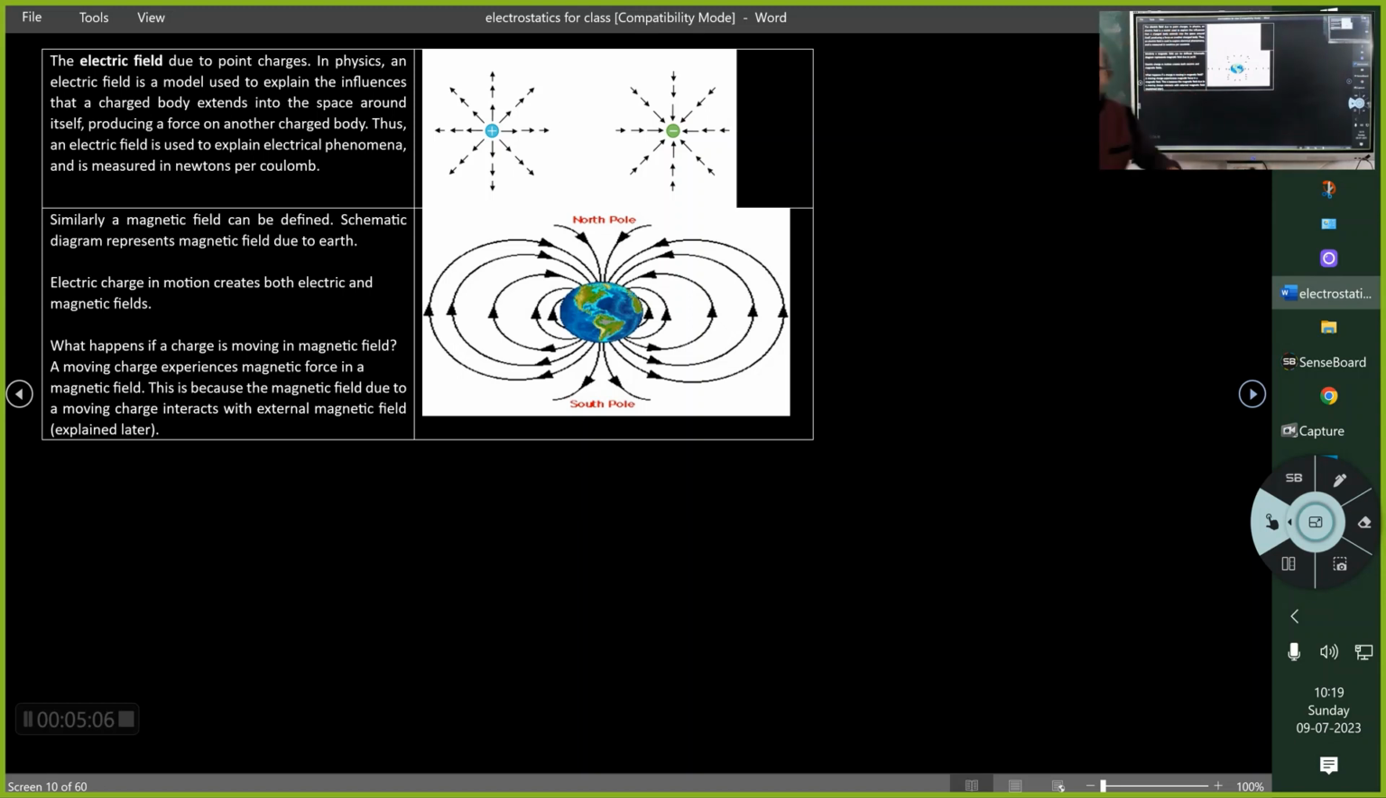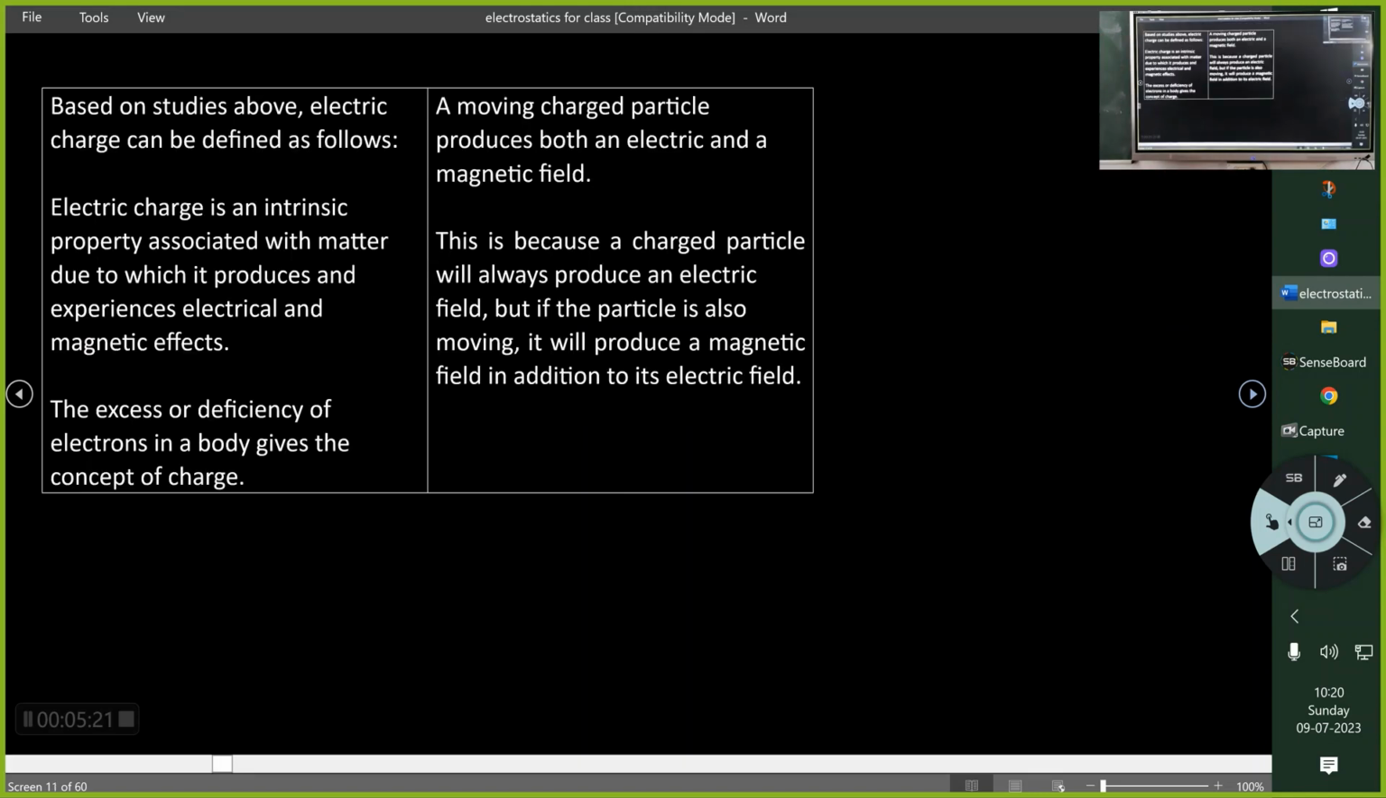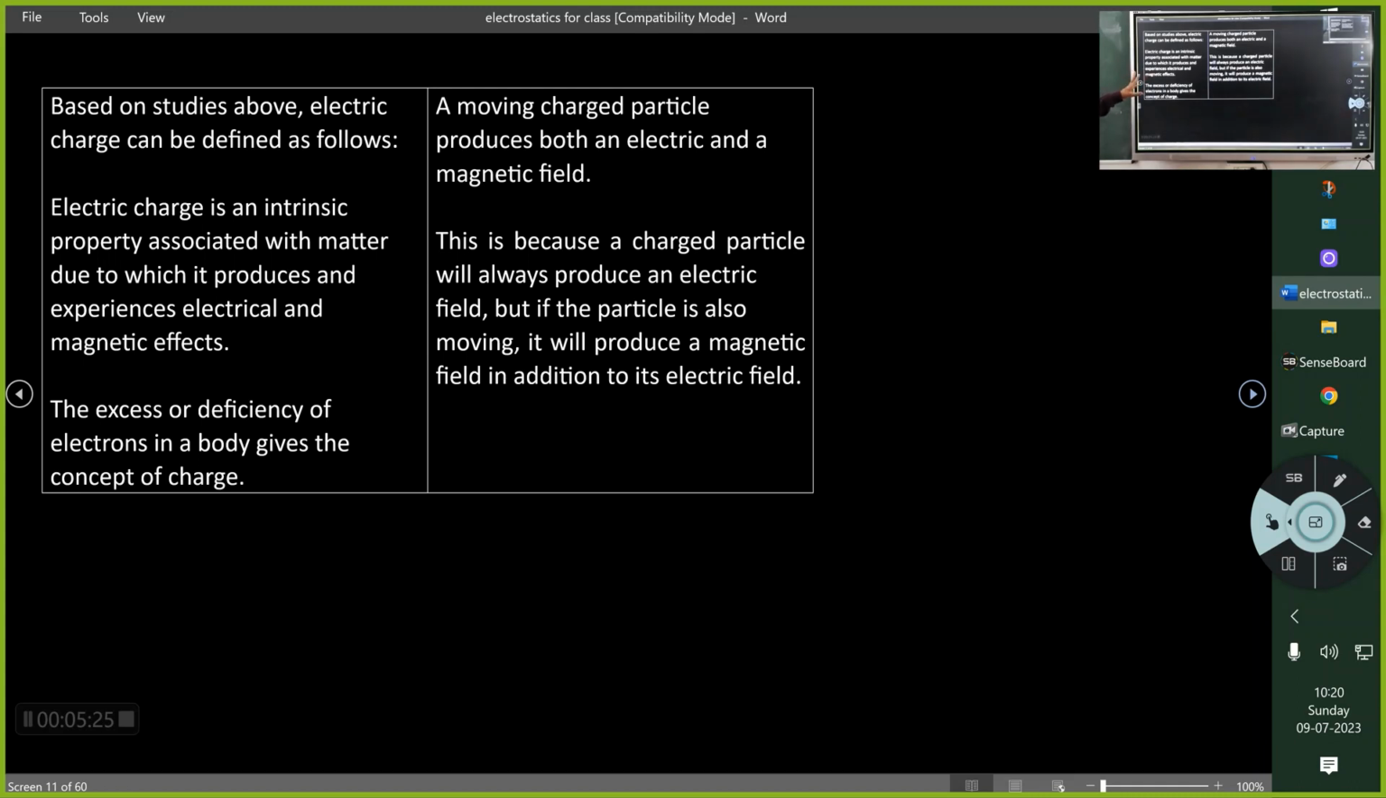Right. And if I create a hypothetical object which only has magnetism and no mass, right? Now don't ask me anything like that. Assume, then it will only be influenced by magnetism. Then this is important. Electric charge is an intrinsic property of matter due to which it produces and experiences electric and magnetic effects. Very important.